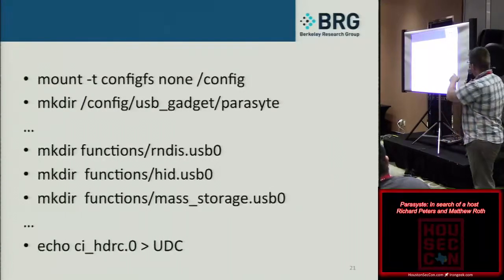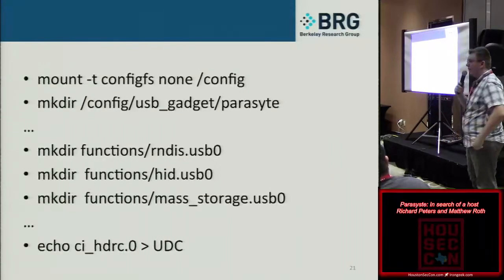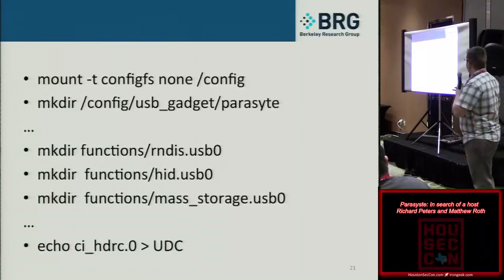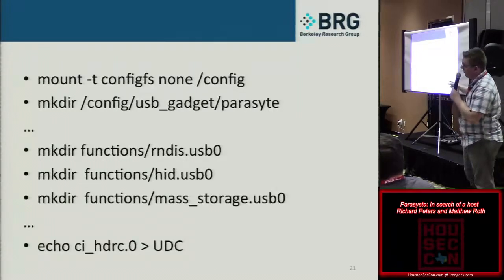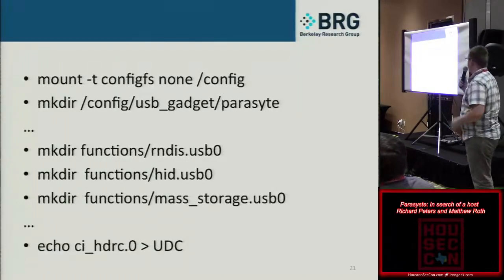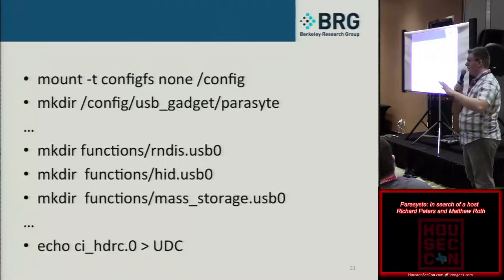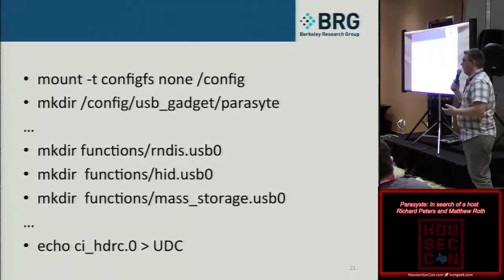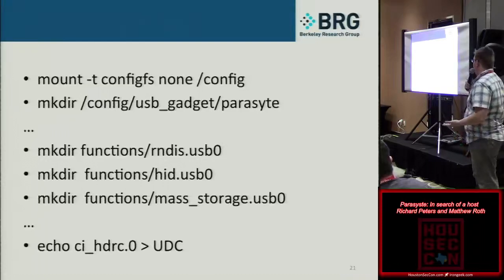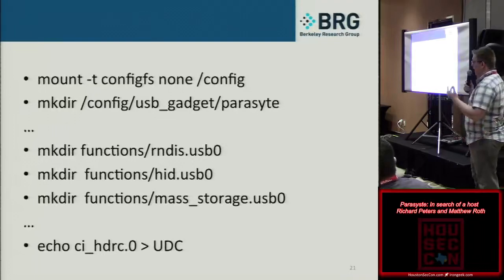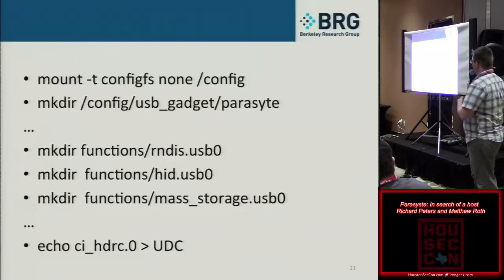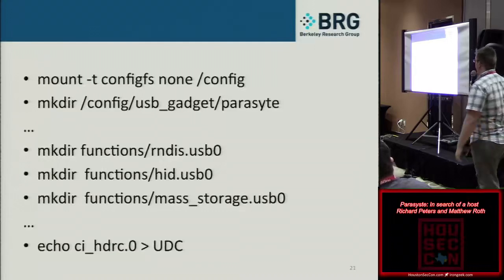So the next thing here is for each function we want to have, we make a directory for it. So we have function rndis, HID, and mass storage. And then once you make those functions, it'll create files in there for each setting that you're going to need to configure for that device. And the way you configure them is really easy. You go in there and whatever setting you want to put in the file, we just use echo setting, redirect into the file, and it's really straightforward.